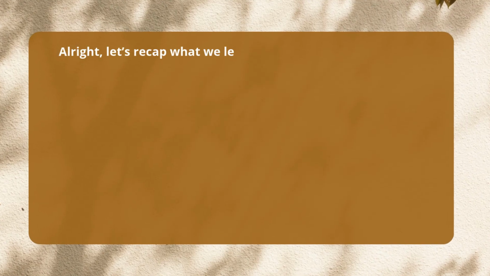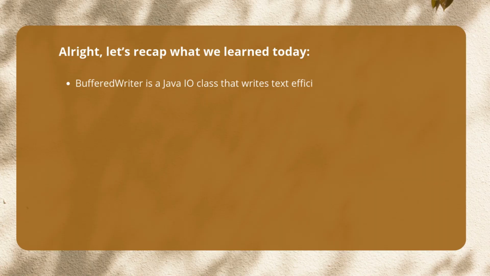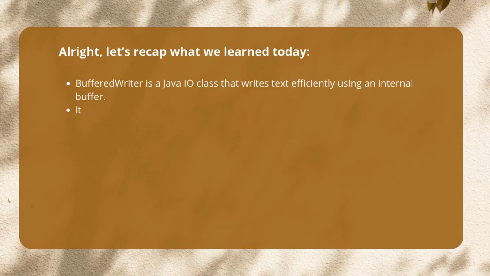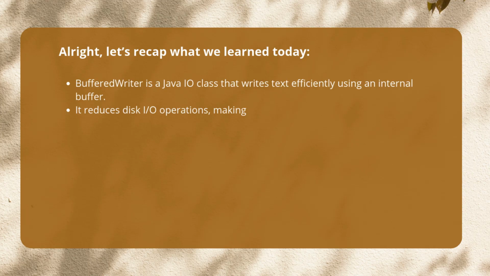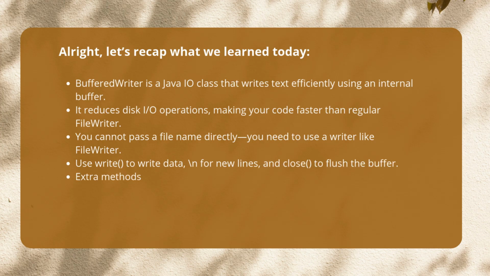Alright, let's recap what we learned today. BufferedWriter is a Java I/O class that writes text efficiently using an internal buffer. It reduces disk I/O operations, making your code faster than regular FileWriter. You cannot pass a file name directly, you need to use a writer like FileWriter. Use write to write data, \n for new lines, and close to flush the buffer. Extra methods like append give you more flexibility for file operations.